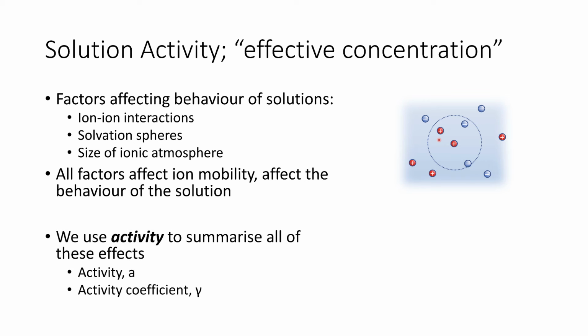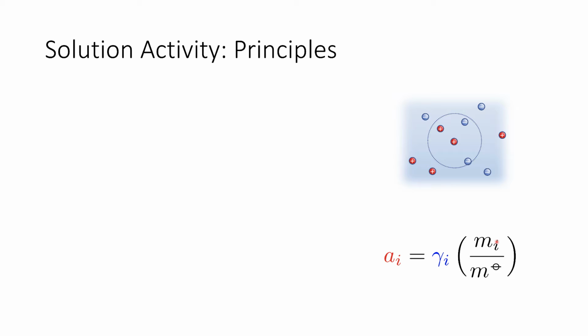So fundamentally, we need to use something different. We use the activity to summarise all of these effects: the activity a and the activity coefficient, which is simply a way of scaling our concentration to give us the overall activity. To explore this in more depth, we need to go over some basic principles.